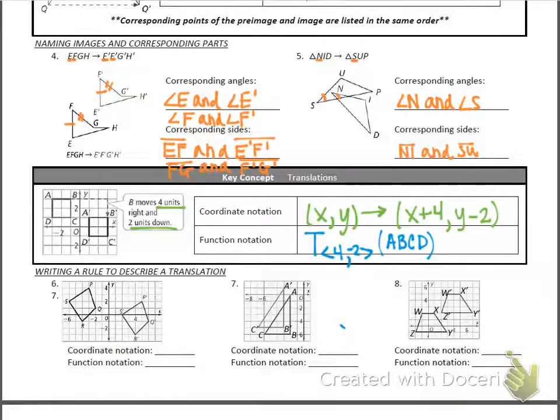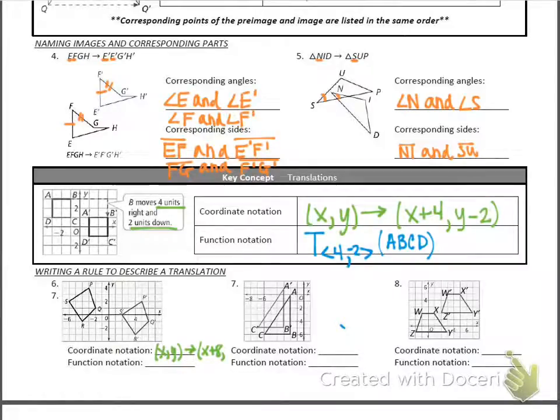I have this shape, PQRS. It's a quadrilateral. To get to P prime, Q prime, R prime, S prime, how many spaces to the right did I have to go? Will you count them for me? 8? Okay, so here's how we write it. X comma Y, arrow, X plus 8, comma.